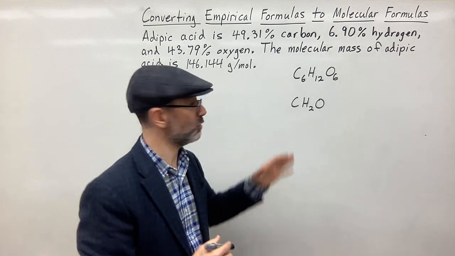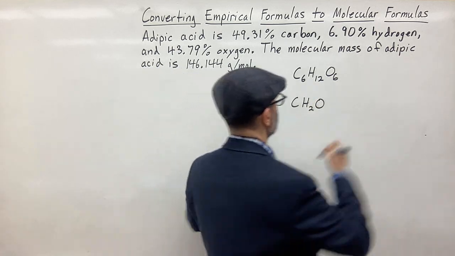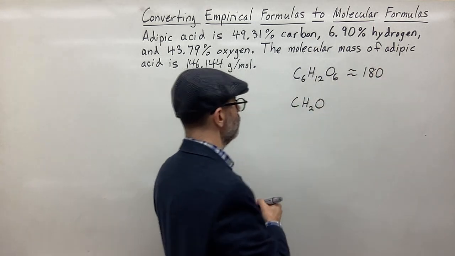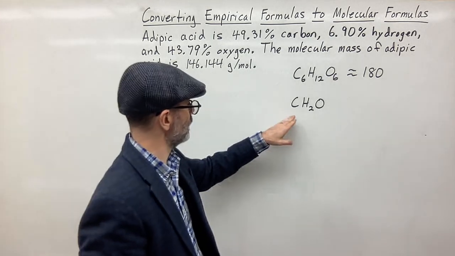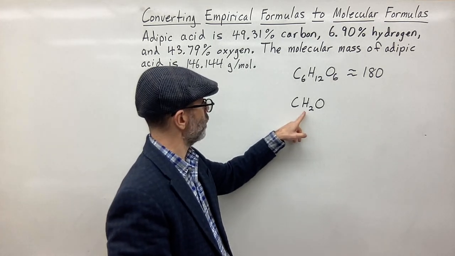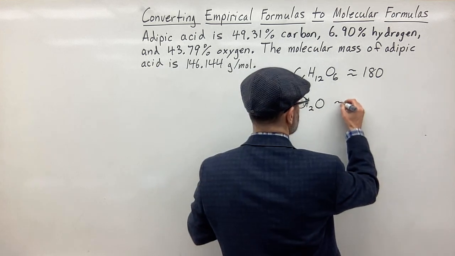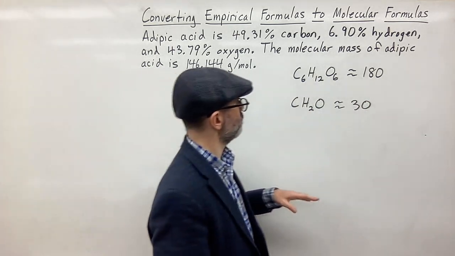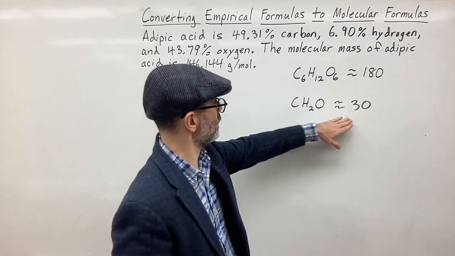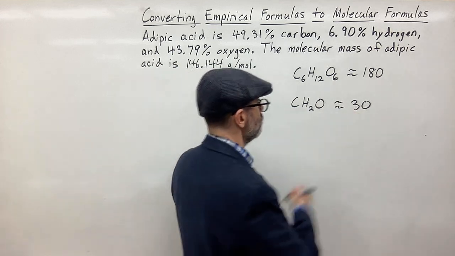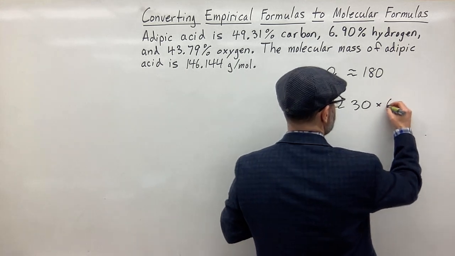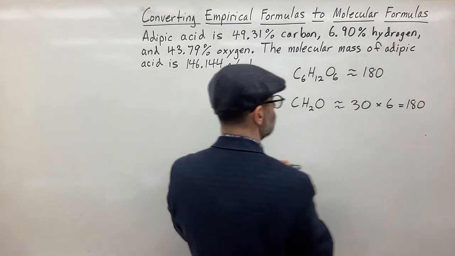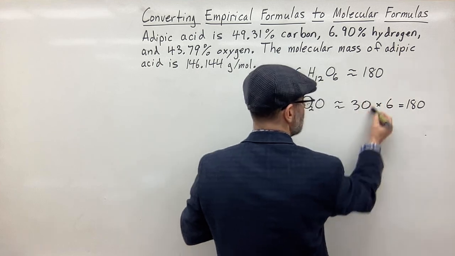if I calculate the mass of my glucose, it's going to be approximately 180. If I calculate the mass here, this is going to be about 30 grams. So this is about 30, right? So 30 times 6 gives me 180, right? So that's 6 times, so this is 6 times smaller.